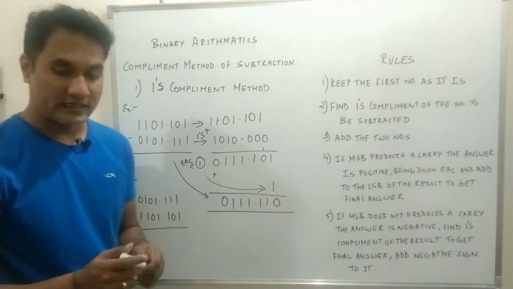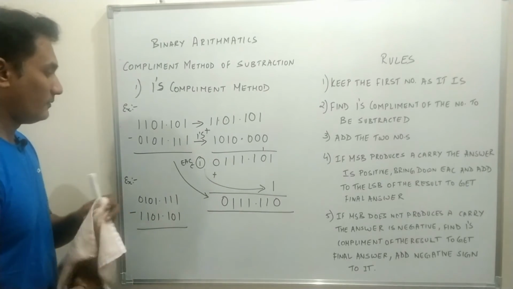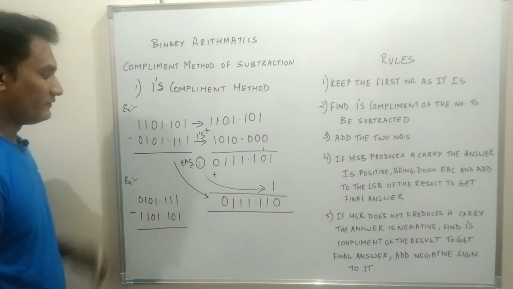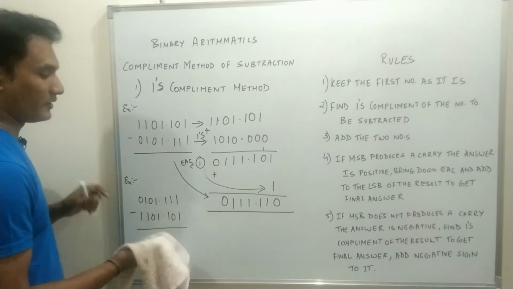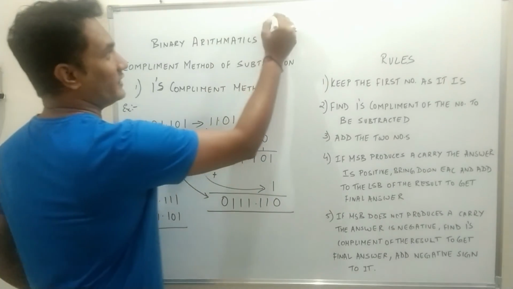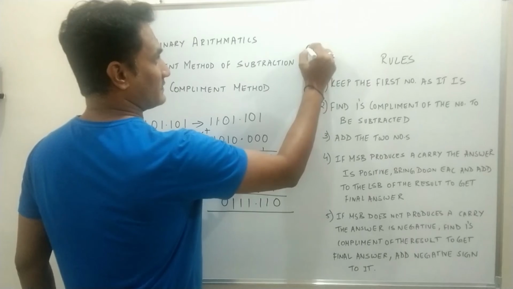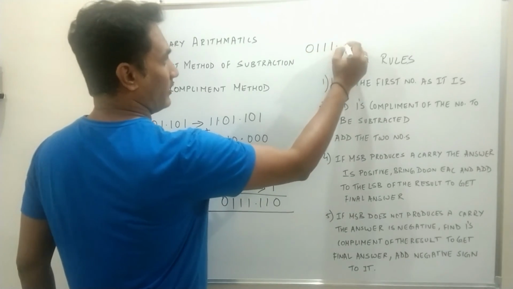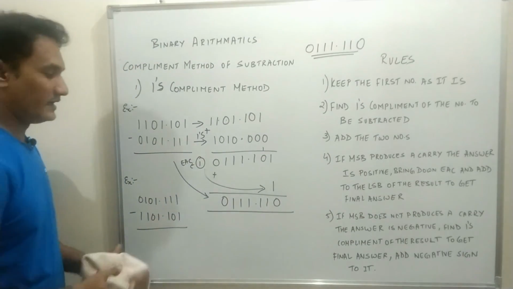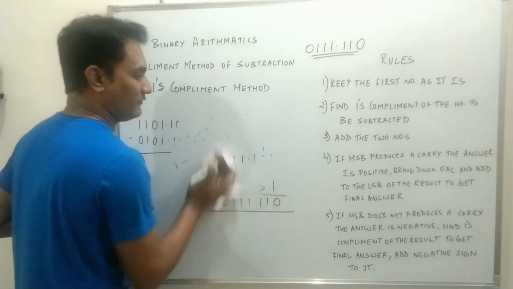Let us take one more example to perform subtraction again, but the answer will be negative. Just reverse the numbers and we will perform it so that we get the same answer. I'll just write this answer somewhere here so that you can see the results are the same. 0111.110. This is your positive answer. Let us change the example and solve it again.